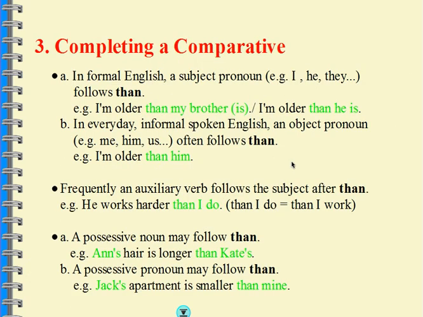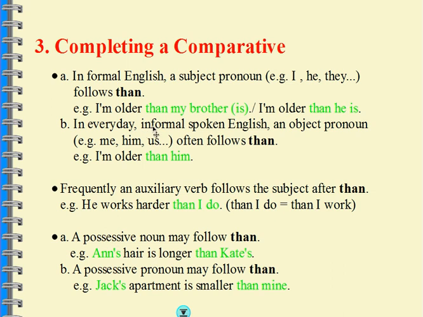Subtitle 3, completing a comparative. In formal English, a subject pronoun, example I, he, they, etc., follows than. Example, I'm older than my brother is. In this example, we can omit the verb be is and say, I'm older than my brother. In the second example, I'm older than he is. When I have the subject pronoun that follows, then we cannot omit the verb be.